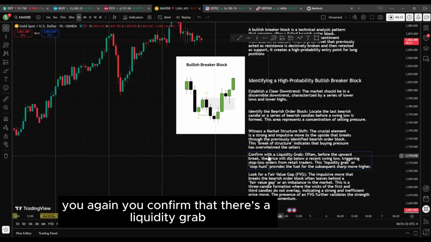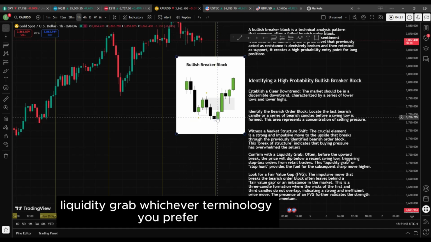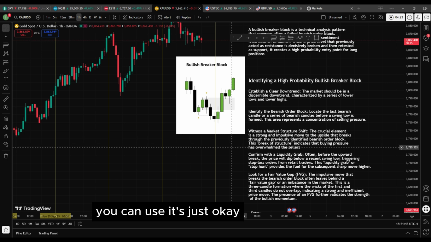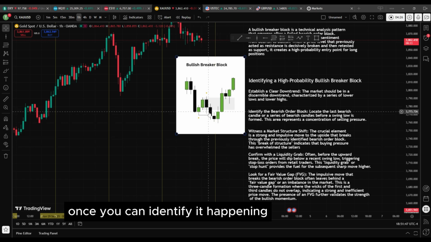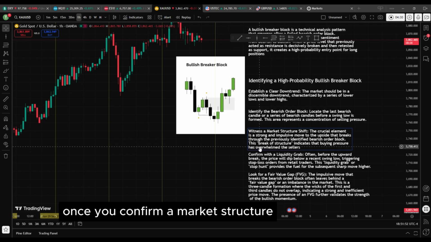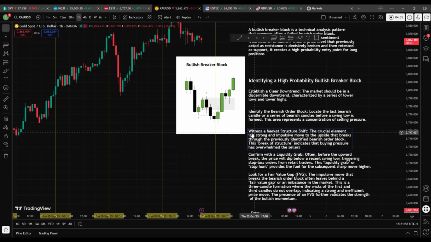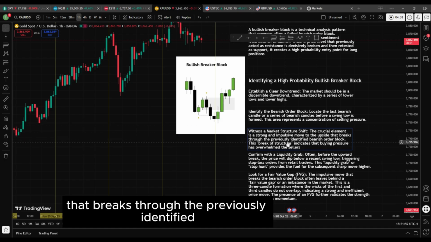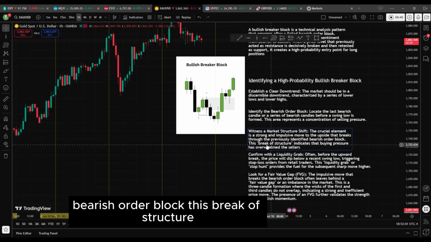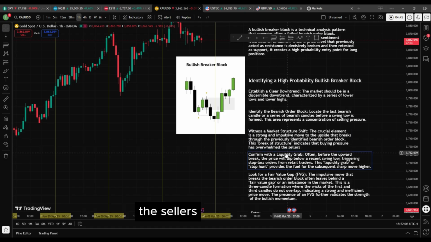Once you witness a market structure shift, we confirm that there is a liquidity grab. Some call it a stop hunt, some call it a liquidity sweep, liquidity grab. Whichever terminology you prefer, you can use. Once you can identify it happening, that's what's most important. Once you confirm the market structure shift, the crucial element is a strong impulsive move to the upside that breaks through the previously identified bearish order block. This break of structure indicates that buying pressure has overwhelmed the sellers.